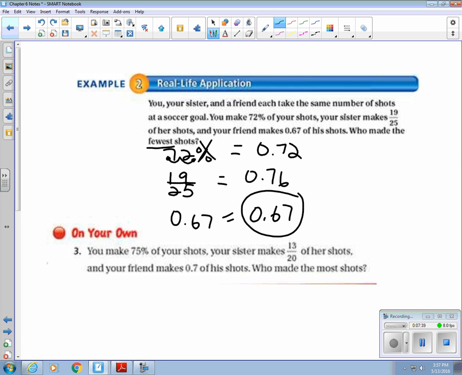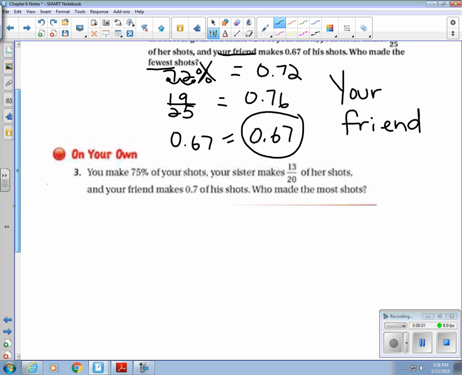And who was that? Oh, am I looking for the smallest? I'm sorry. Yes, the smallest. So who had the smallest? Well, your friend made 0.67. So your friend is the answer. For a moment there, I got confused. I thought I was looking for the biggest for a moment there, but it was the fewest. I was right. So 0.67 is the smallest number, so your friend made the fewest shots.